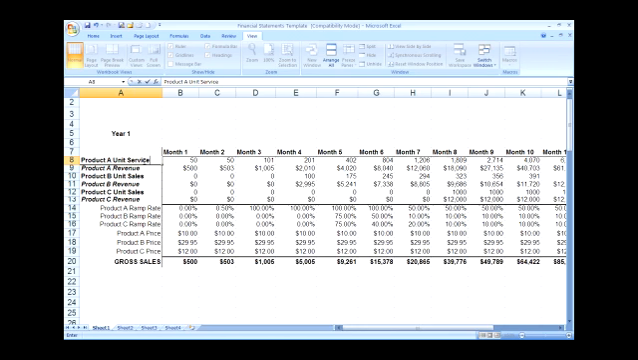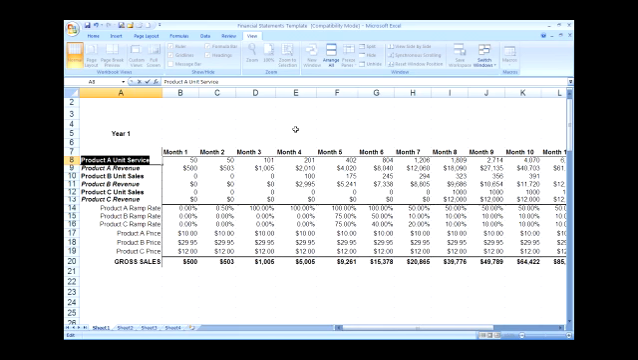So this is a typical sales forecast, and as you can see, I've got in the left-hand column different products listed. So product A, product B, product C, and I'm talking about the number of units of each product that I'm going to sell. Now, in these various cells, you would actually enter your own products.